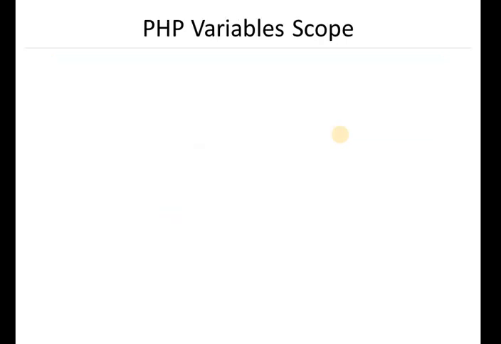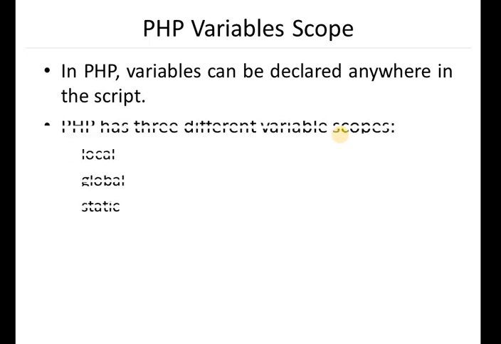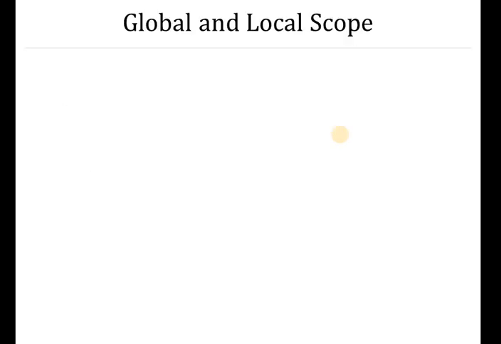Now let's see PHP variable scope. In PHP, a variable can be declared anywhere in the script. So variables in PHP have three different variable scopes. First one is local, then global, and third one is static. Now first let's see global and local scope.